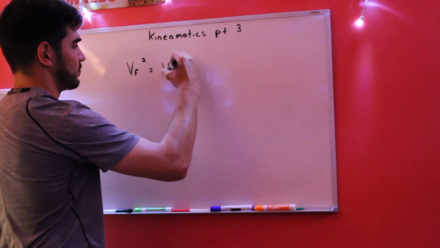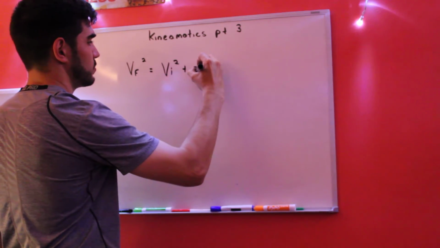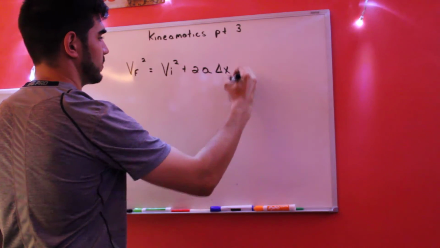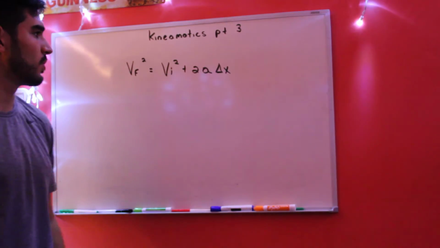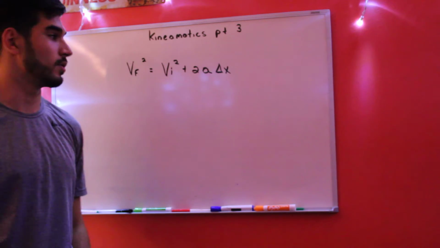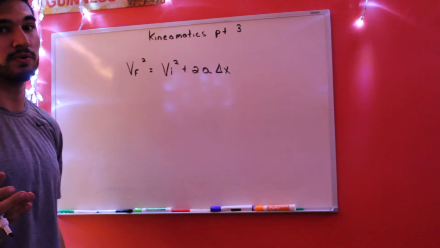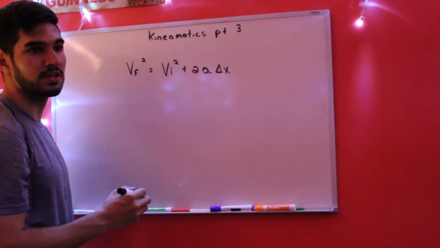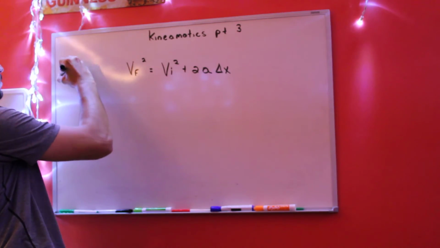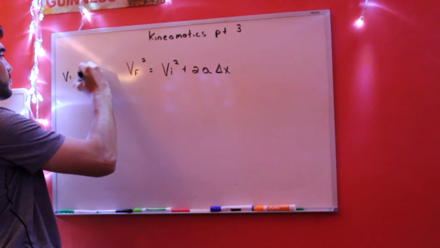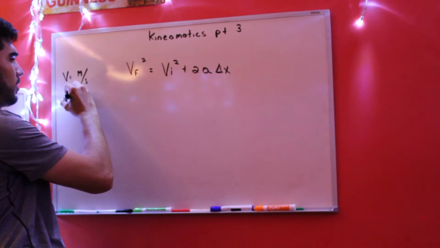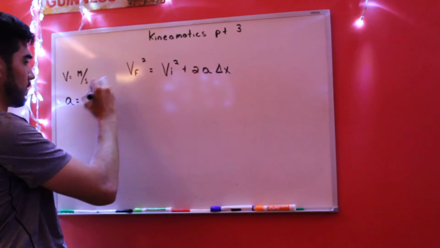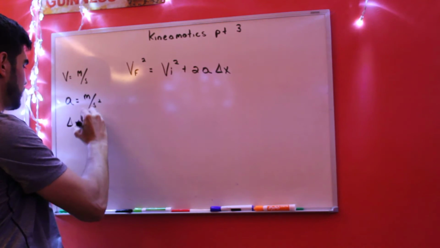Vf squared equals Vi squared plus 2a delta x. So we have Vf squared, Vi squared plus 2 times the acceleration and the displacement. We know our unit for velocity equals meters per second. We know acceleration is meters per second squared, and we know delta x equals meters.